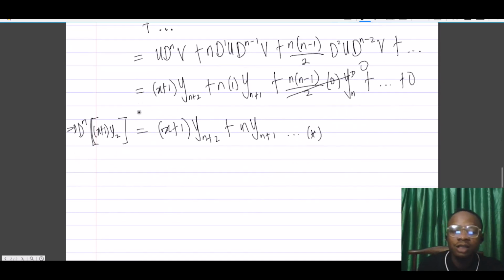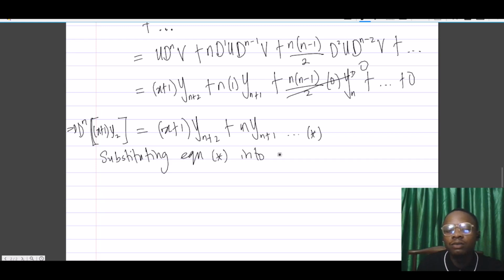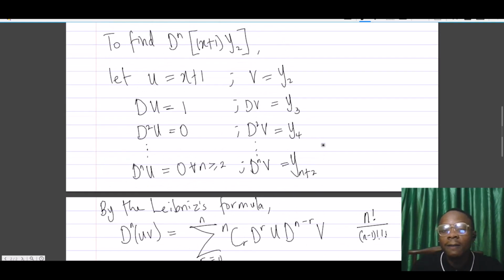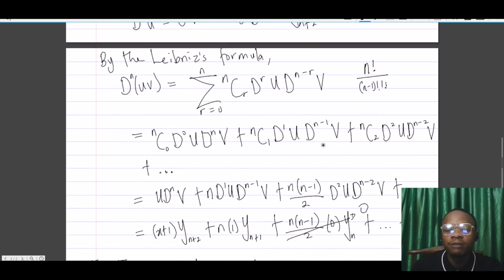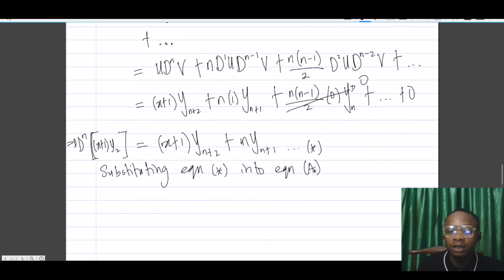So substituting equation star into equation A. Is it A that we call this one? Yeah, A. So we can now put this back there. Then we will obtain the following. We will obtain 4 multiplied by this derivative.